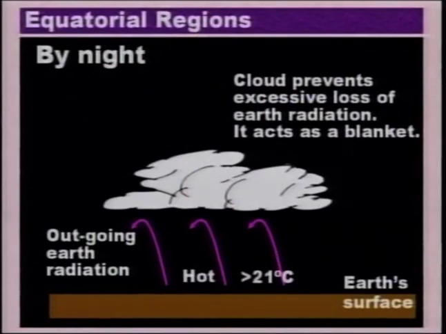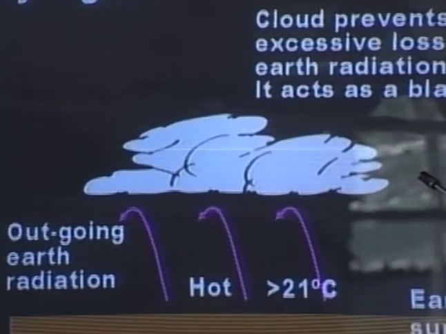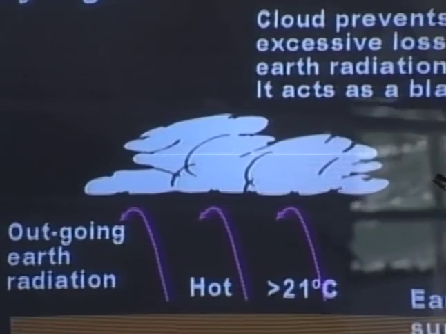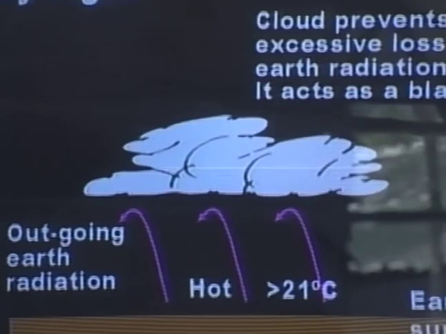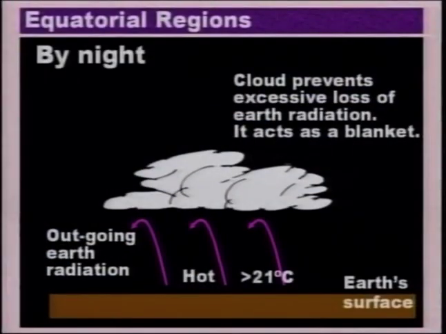Let's look at by night. If it is nighttime, again, clouds will prevent the excessive loss of Earth radiation. The clouds will not allow so much of the radiation to escape. As a result, if you have a nighttime with cloud cover, you will tend to find that the place is a little bit hotter in comparison with nighttime where there are no clouds at all in the sky. So the cloud acts like a blanket which prevents the outgoing radiation from all escaping. Therefore, it will contribute to hotter temperatures below.